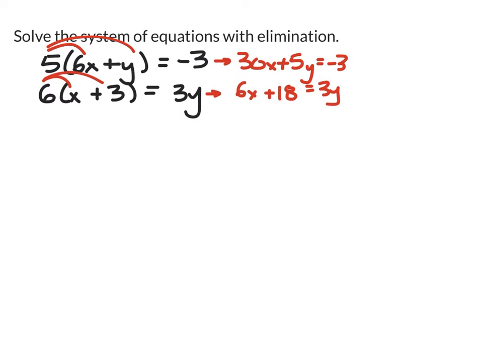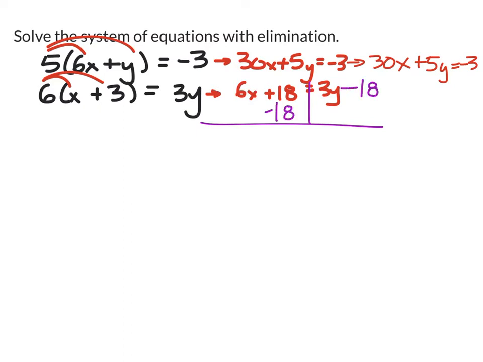All right, so again, I'm going to keep this top one the same. It's going to be 30x plus 5y equals negative 3, and that's good. Now, the second equation, 6x plus 18 equals 3y, I've got to move that 3y over. I want it on the same side as the 6x, which also means, simultaneously, that I do not want the positive 18 there with the 6x. So I'm going to subtract 18 from both sides. And I'll do that one in purple.